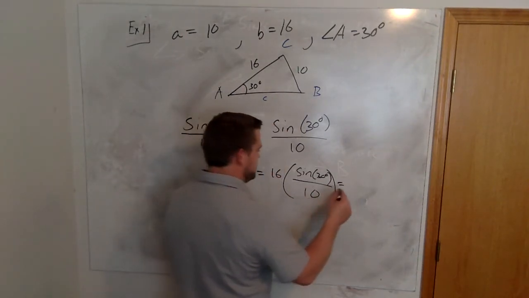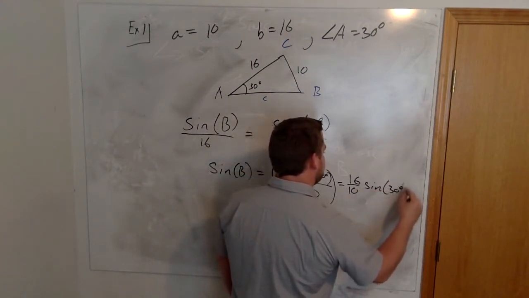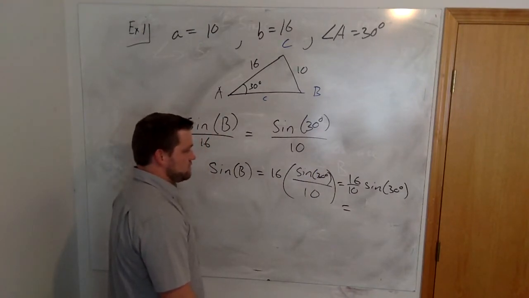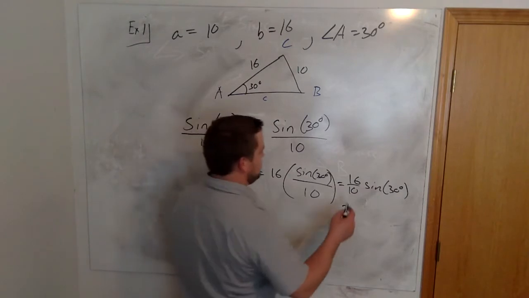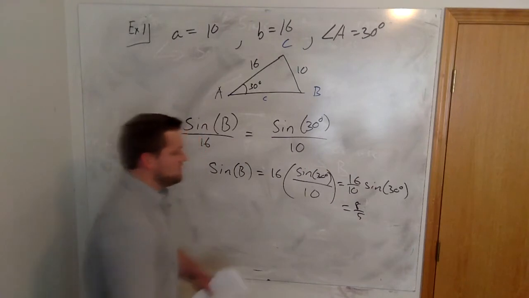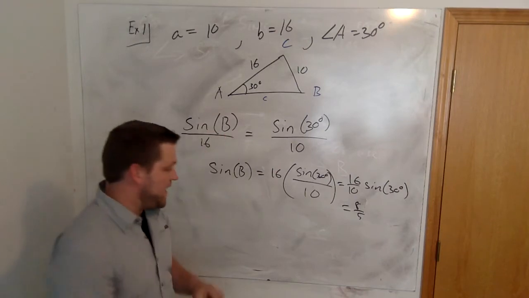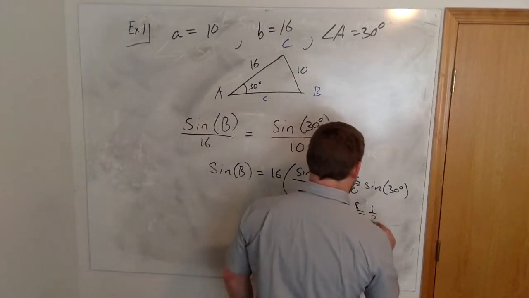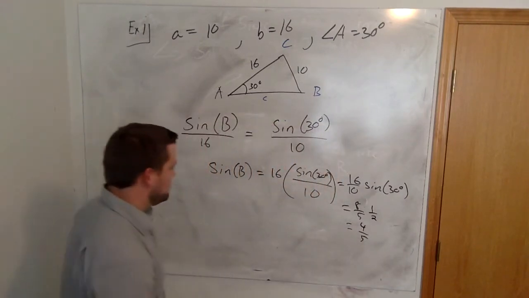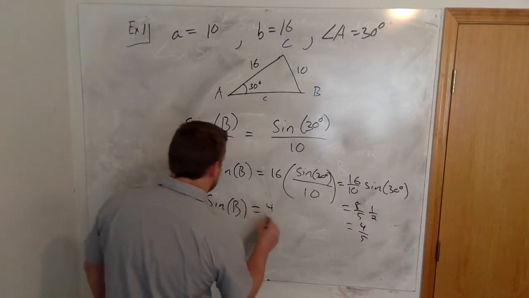This is actually the same thing as us writing 16/10 times the sine of 30 degrees. Okay, 16/10, that reduces to, let's see, 8/5 times the sine of 30 degrees. What's the sine of 30 degrees? We put down our 30-degree finger. That's the y-coordinate. That would be 1/2. So 1/2. Okay, so I think this is going to be 4/5. So what we have is that the sine of B is equal to 4/5.